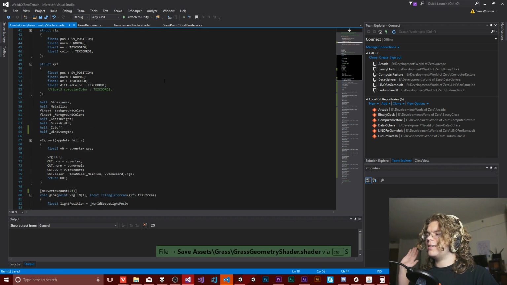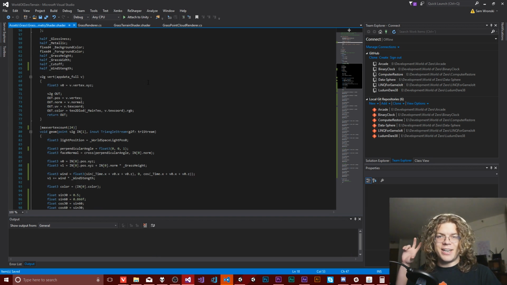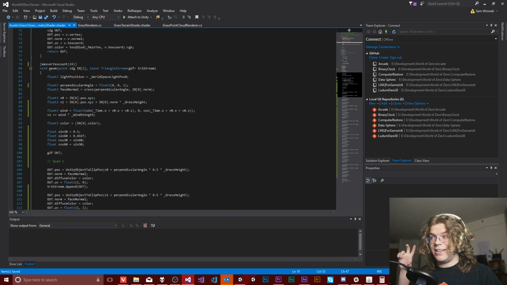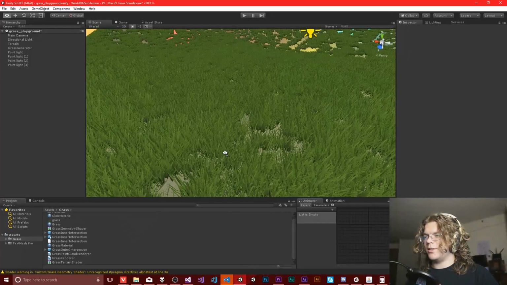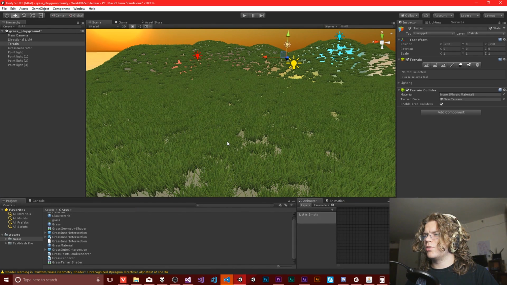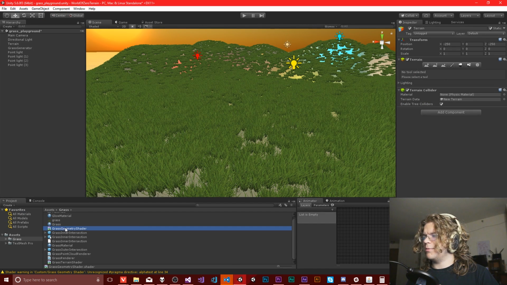Granted, keep in mind, the amount of wind strength is not based off of the height. So it's not a scaling value. It is based off of the wind. So if you crank that up to like 10 and your grass is super short, it's going to look a little bit funky. I would have expected that to do something, and it didn't. So I am missing something.